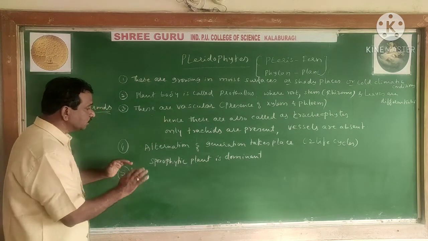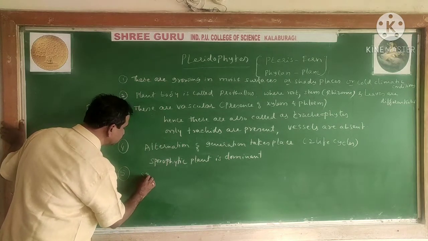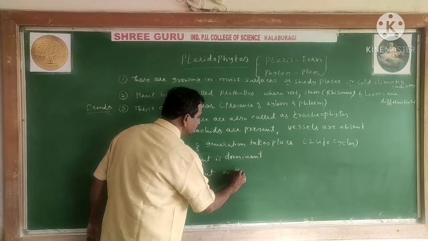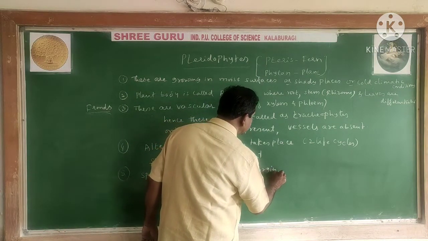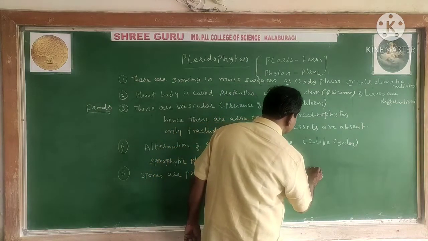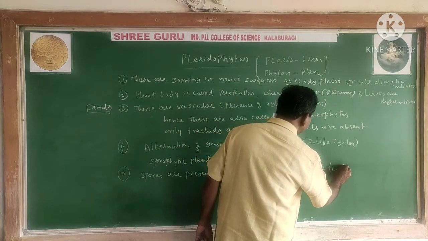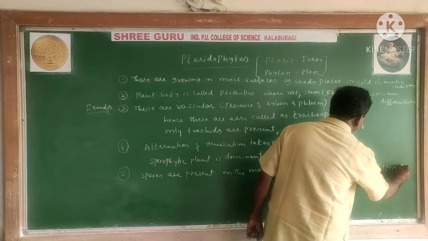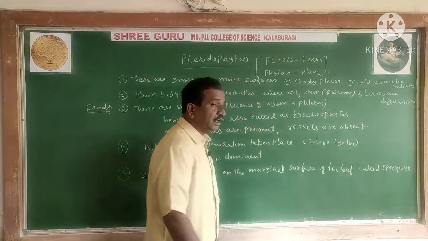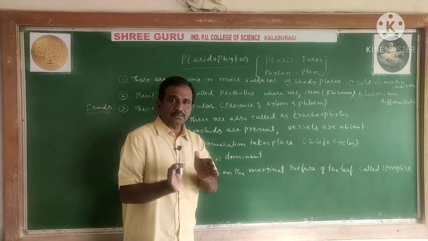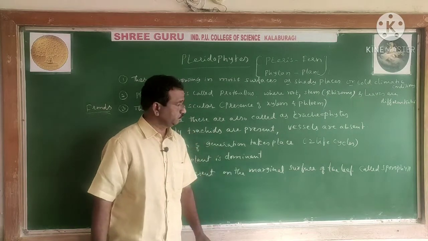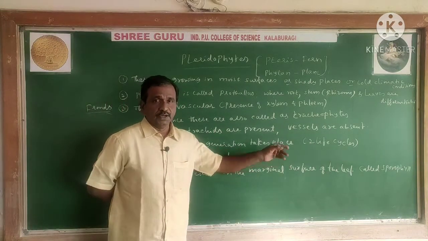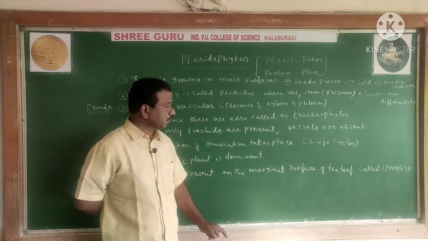Now where the spores are present? Spores are present on the marginal surface of the leaf. Spores are present on the marginal surface of the leaf called sporophyll. ಇದು ಕೂಡ ಇಂಪಾರ್ಟೆಂಟ್ ಇದೆ. Phyll ಅಂದ್ರೆ leaf. When the leaves are normally containing the spores called as sporophyll. ಹೌದಾ? Leaves containing the spores are called as sporophyll ಅಂತ ಕರೀತೀವಿ.